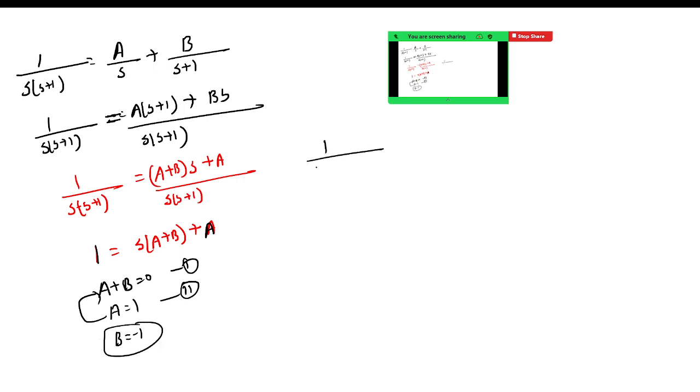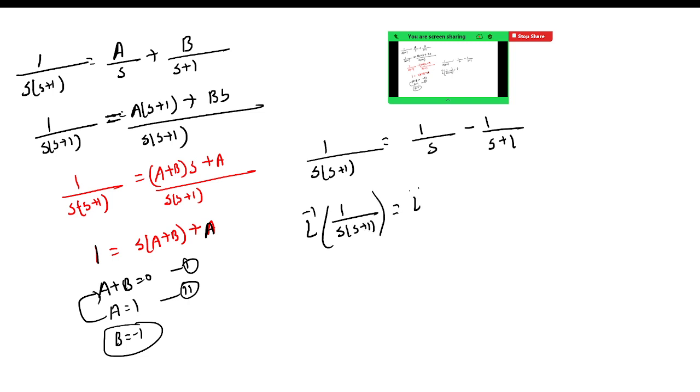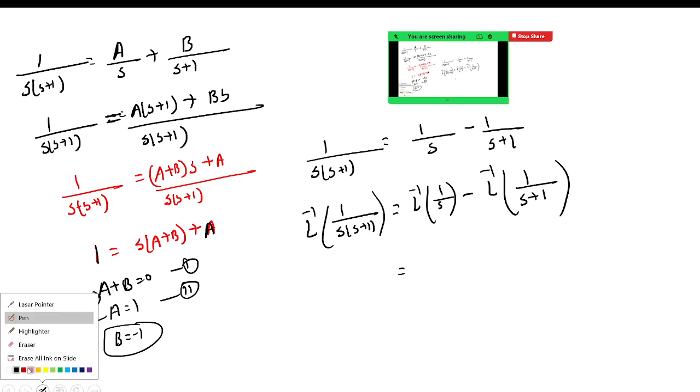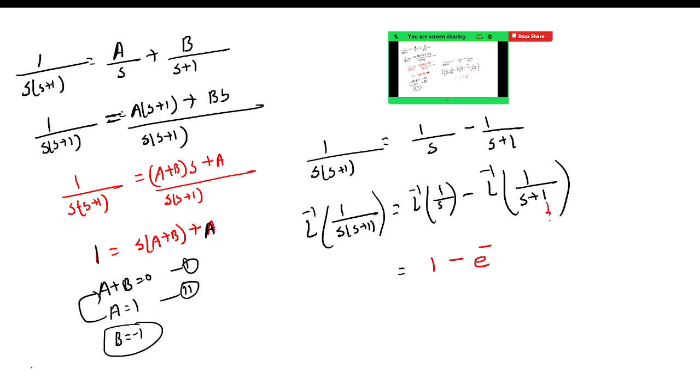So here I have got 1 upon s into (s plus 1) equals what? We have got 1 upon s minus 1 upon (s plus 1). Now if I want to calculate the Laplace inverse of 1 upon s into (s plus 1), that is our main goal, this will be equal to Laplace inverse of 1 upon s minus Laplace inverse of 1 upon (s plus 1). These are very well defined, standard Laplace transform functions. So this is equal to 1 minus Laplace inverse of 1 upon (s plus a), which is e to the power minus at, because this one is your a. Here a is 1, so e to the power minus t. So the value of x(t) that you have got is 1 minus e to the power minus t.